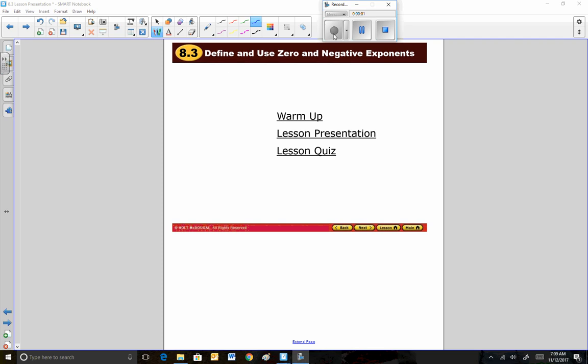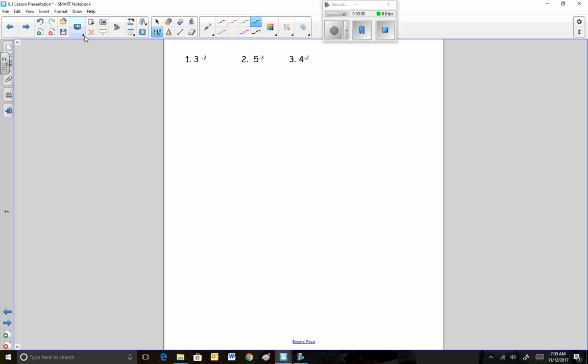Class, today we're going to learn about negative exponents. Let's give it a try. All right, we have 3 to the negative second power. What does that actually mean?